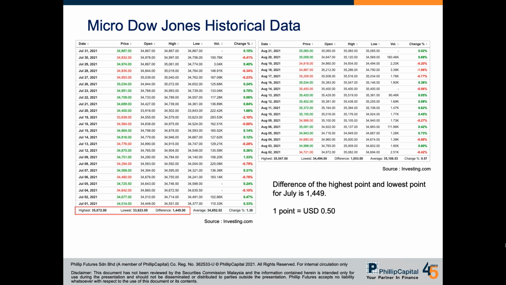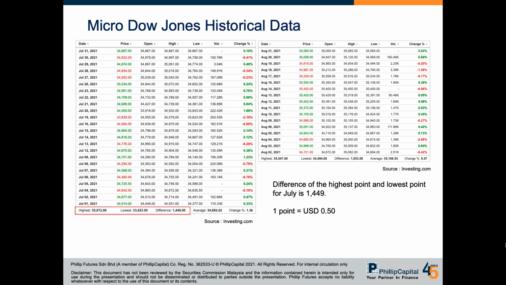So 1 point of Dow Jones is USD 0.5. Imagine if you had entered the market, you would be earning about 1,448 in USD. For Dow Jones, the market fluctuates 23 hours a day. Whether the US side is our nighttime or our daytime, as long as Dow Jones is open 23 hours, the market is moving and it is very volatile.